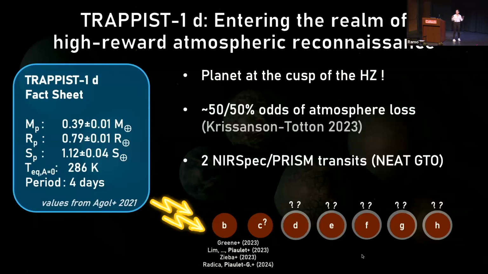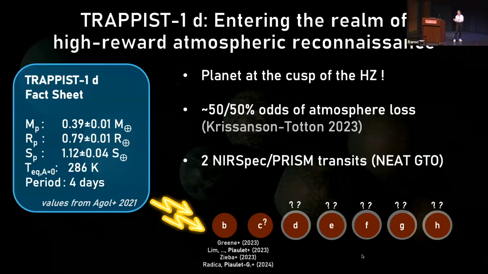But essentially, what was also interesting in terms of understanding atmospheric presence in the TRAPPIST-1 system in general is that, from modeling based on what we know already with TRAPPIST-1b and c, there's still about 50-50 odds that this planet could or couldn't have an atmosphere. And so it means that getting constraints on this planet might help us learn some things about the other ones. So as part of the nearest GTO program, we actually got 2 NIRSpec PRISM transits of this planet.